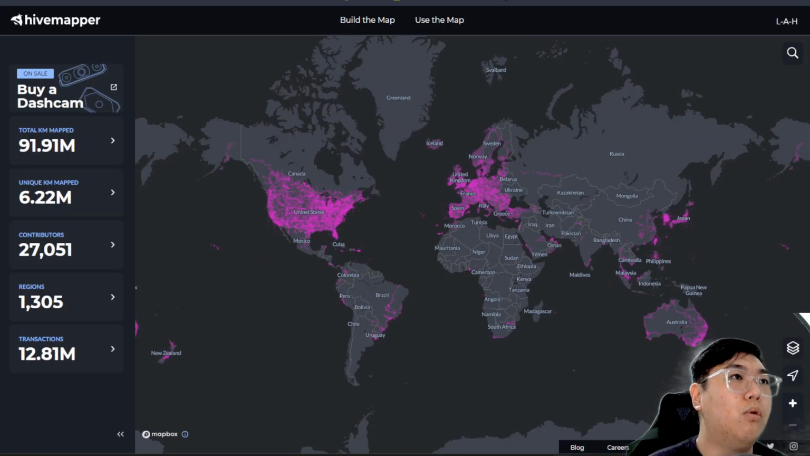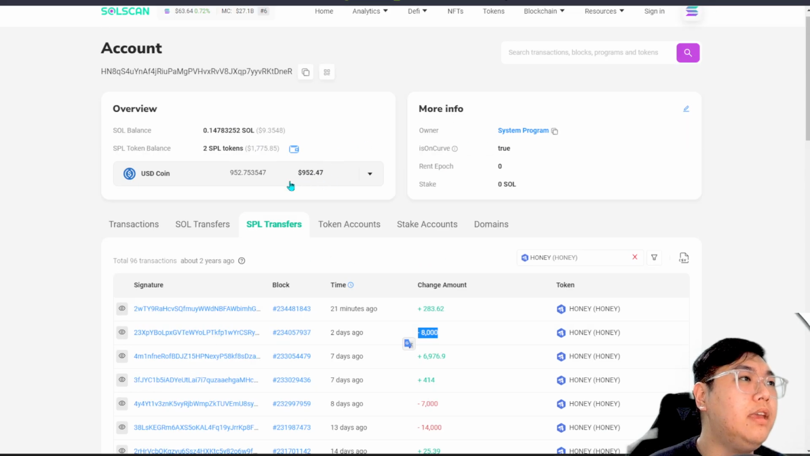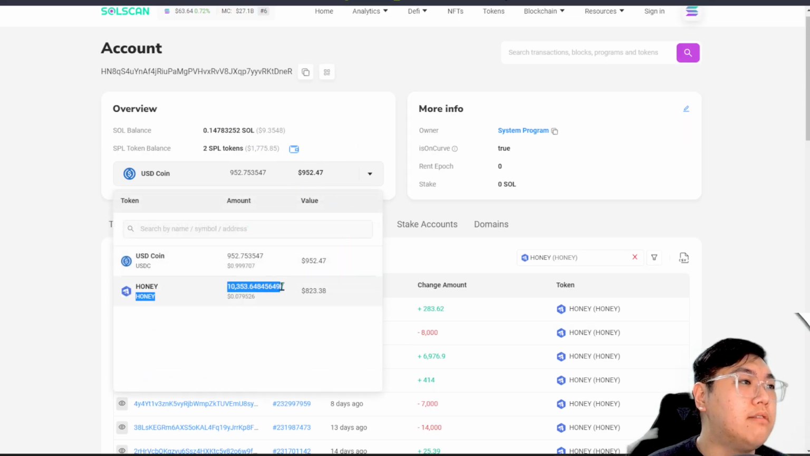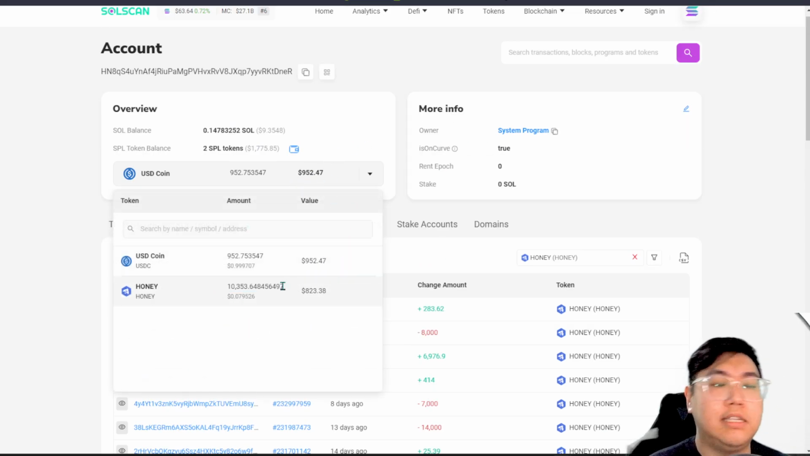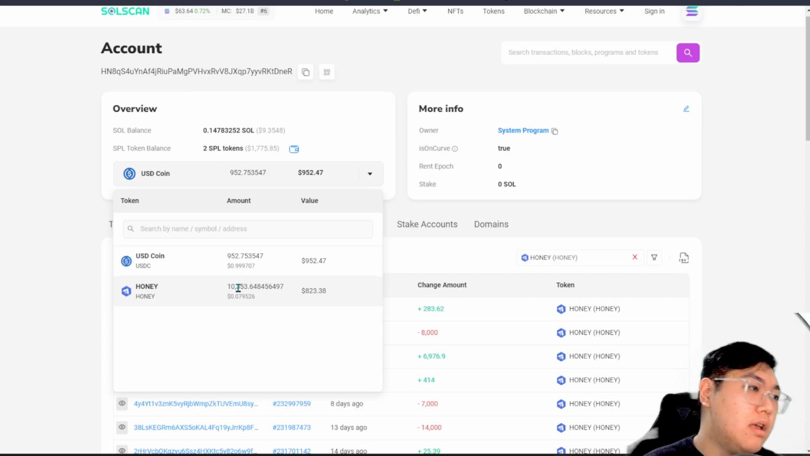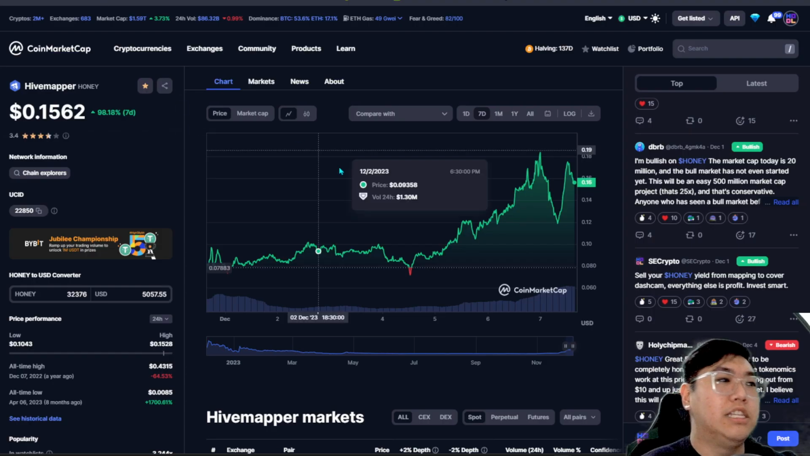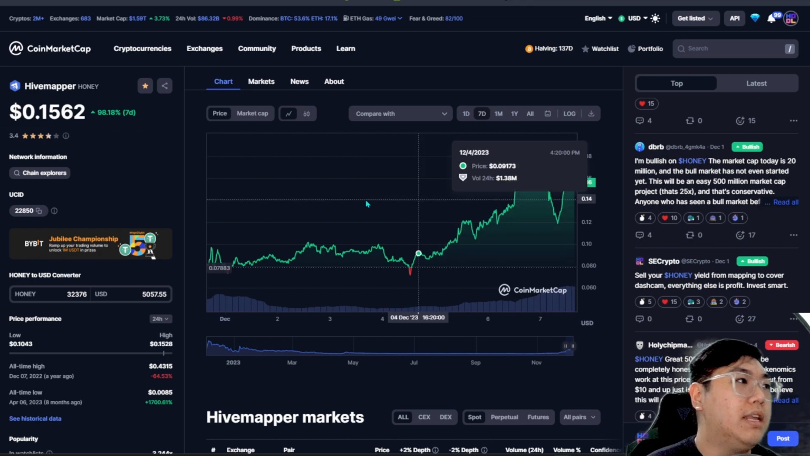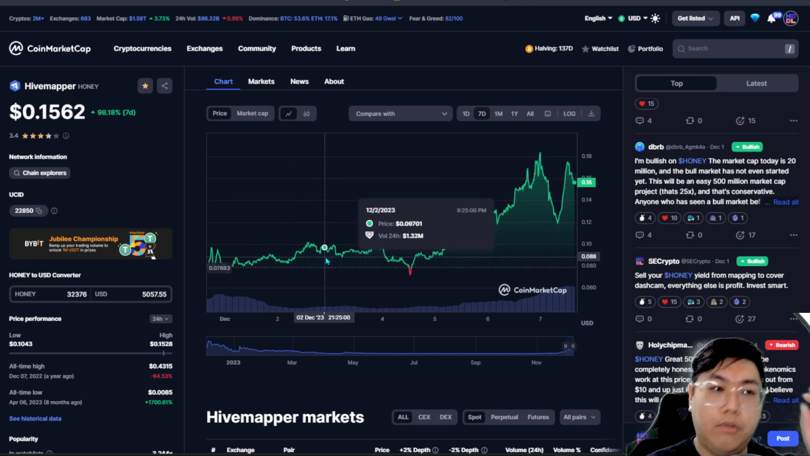And of course, we can see that my wallet itself is currently holding around 10,000 plus worth of Honey itself. So this Honey itself, I'm just going to keep it there because if, let's say, one Honey token goes to $1, I have $10,000. So I would say, not saying that Honey is going to $1 or so, but it is somehow possible. I would say it's possible.